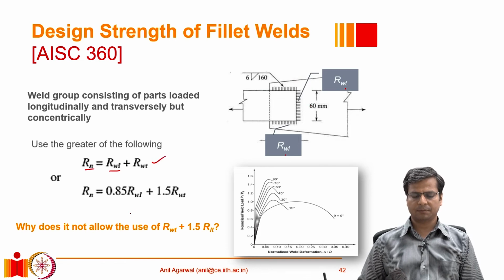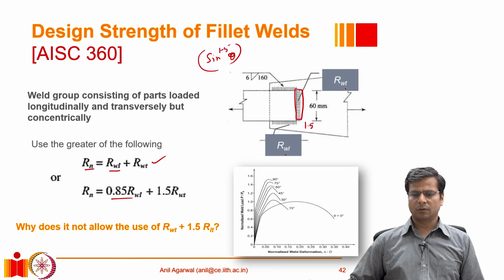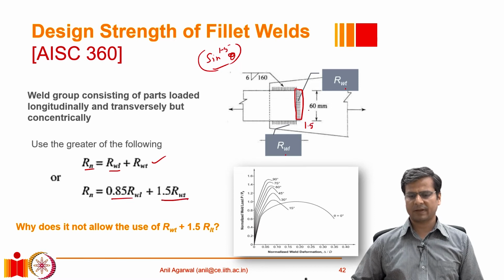So either you take this one, or what you may do is increase the strength of this weld by 50%, which is as per that equation which had this function of sine to the power 1.5 theta. You remember? So as per this equation, we were having an amplification of 50%. So it says you amplify this weld strength by a factor of 50%. But if you want to do that, you cannot use the full strength of this weld. In fact, you have to reduce the strength of this part by 15% and use only 85% of the strength.